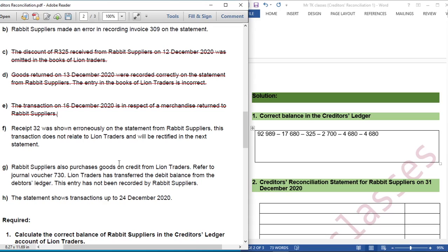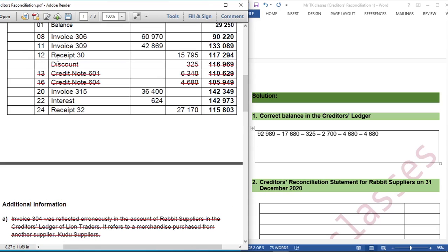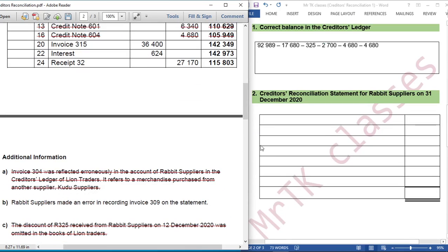Rabbit Suppliers also purchases goods on credit from Lion Traders. Refer to Journal Voucher 730. Lion Traders has transferred the debit balance from the debtors ledger. This entry has not been recorded by Rabbit Suppliers. Okay, Rabbit Suppliers hasn't recorded this, so it is not on the statement. So it should come to our creditors reconciliation.